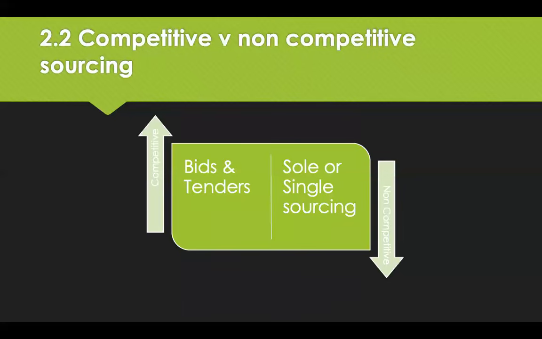Now, competitive procurement involves opening the market and the process of bids and tenders in order to get value for money through supplier competition. Whereas non-competitive procurement is sometimes called sole or single sourcing. Sole sourcing is where there is actually only one supplier available in the market, whereas single sourcing is where you choose to only work with one supplier.